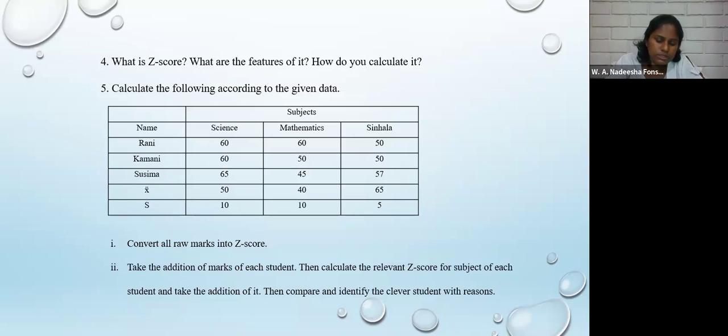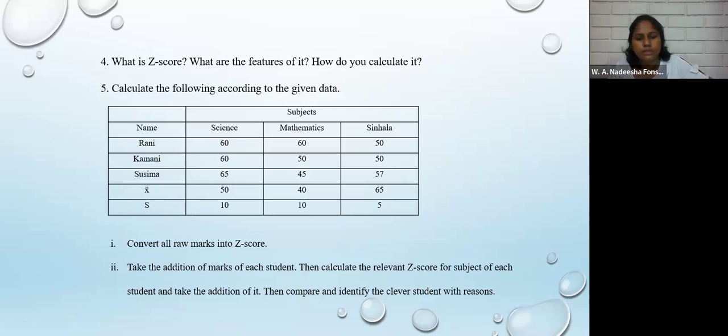So in the first Roman part, convert all raw marks into Z marks. There are 9 raw marks: 3 marks for science, 3 marks for mathematics, and 3 marks for Sinhala. If we take Rani, 60 marks for science, we have to convert this 60 mark into a Z score. So the Z score equation is Z equals x minus x bar divided by SD.